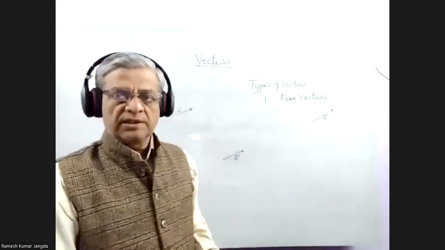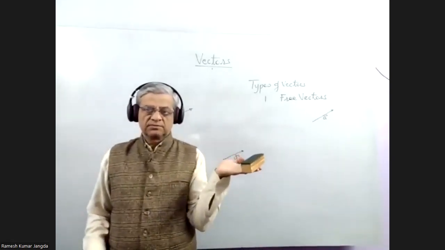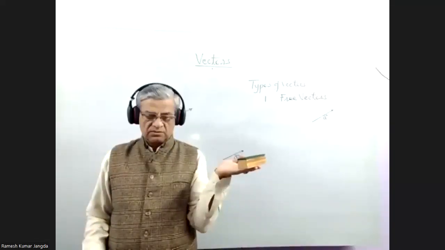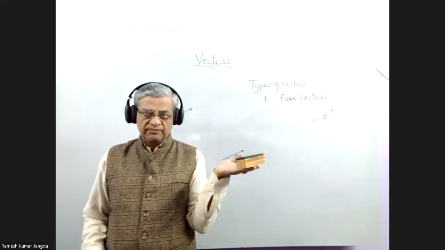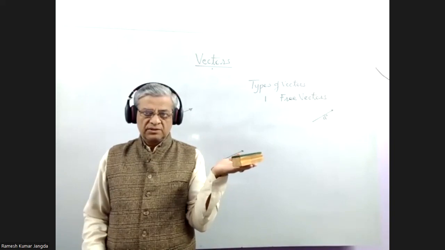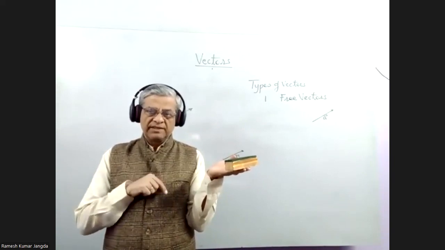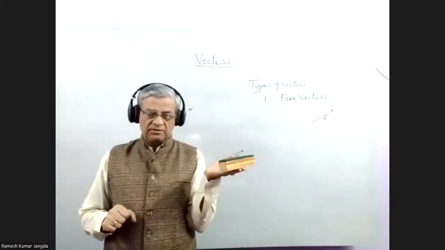You can take this as an example. Now, what is this? A rubber. This has got some mass, and therefore some weight also. What is the direction of weight? Downward direction. So far its mass is fixed, weight is also fixed. So weight is the magnitude, and it is acting in the downward direction.